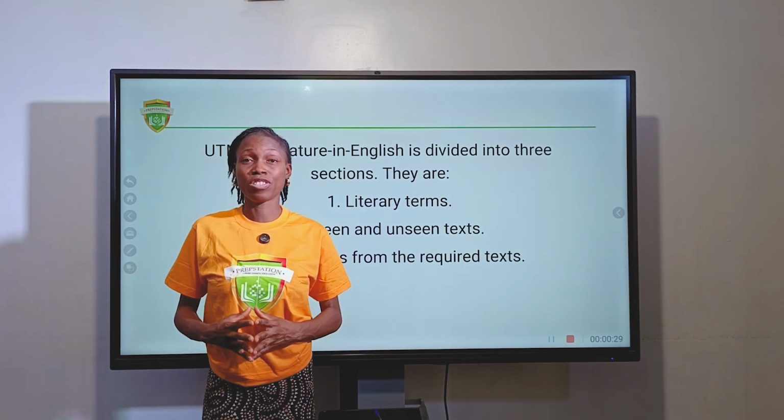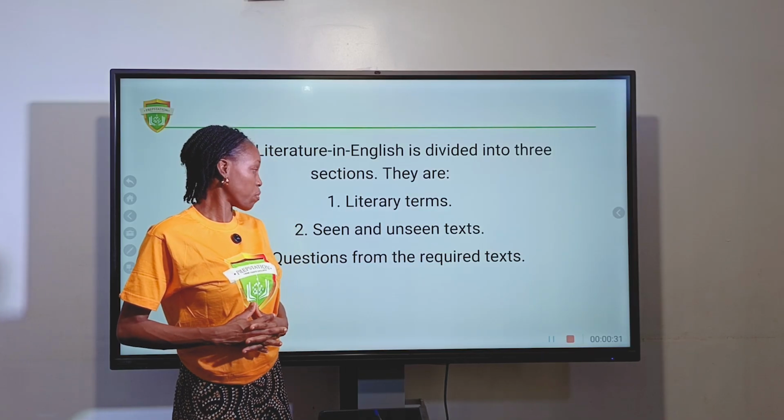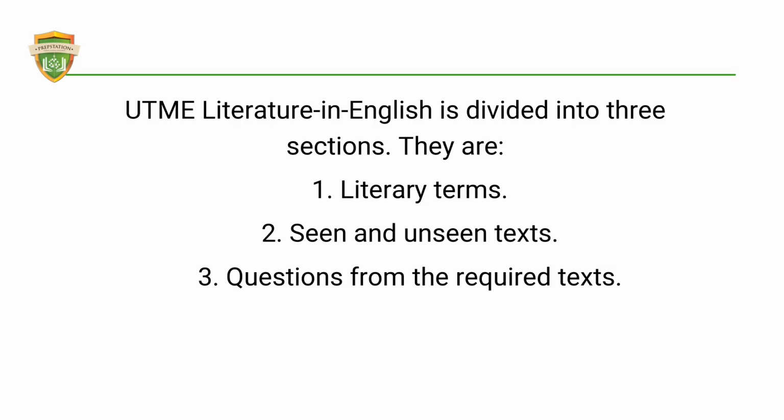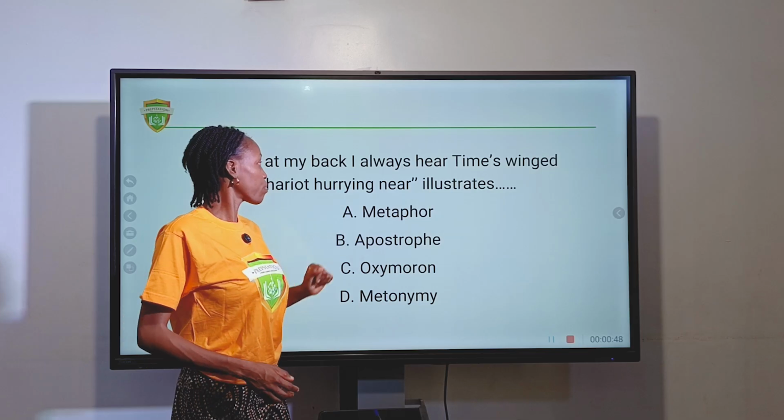Literature in English is divided into three major aspects. The first, literary terms. The second, seen and unseen text. The third, questions from the required texts. Let's begin with the first section, literary terms.